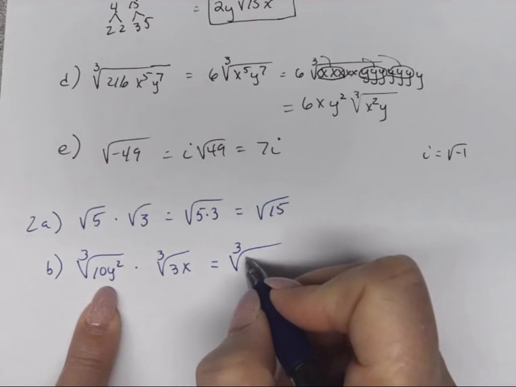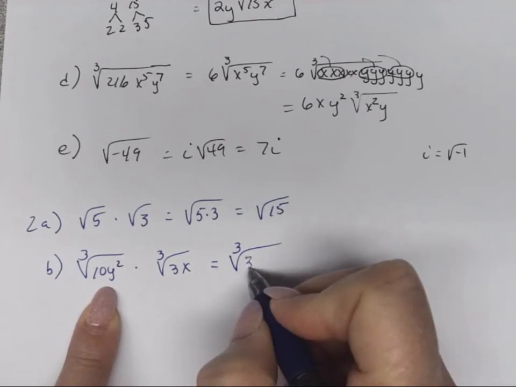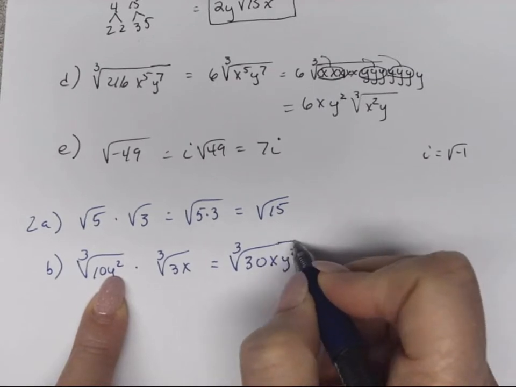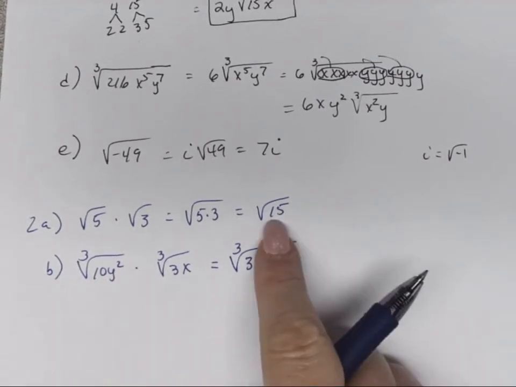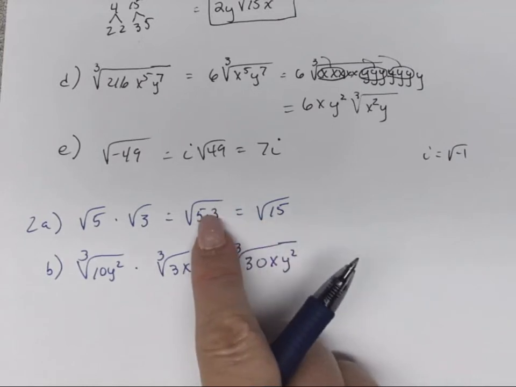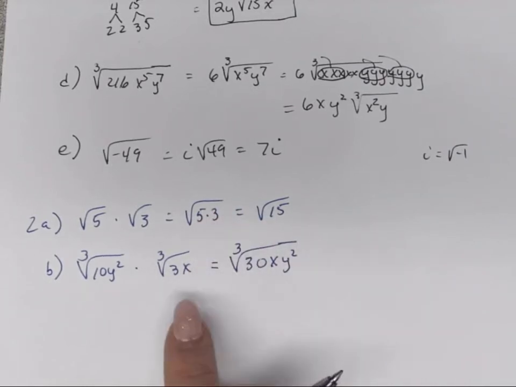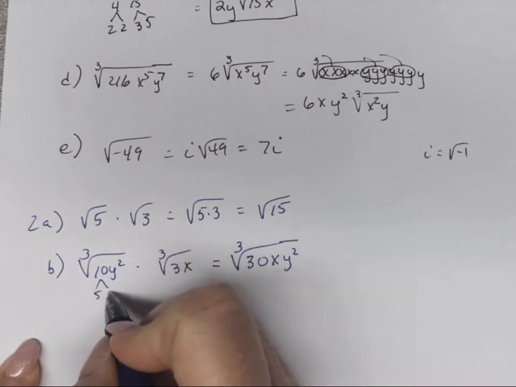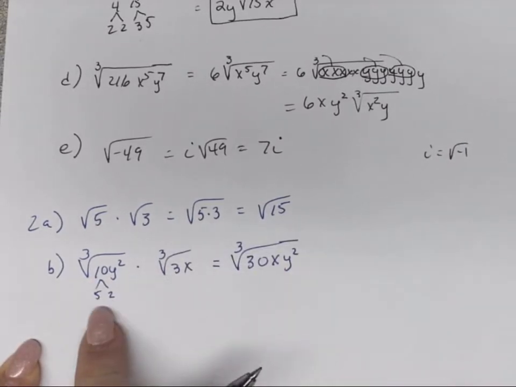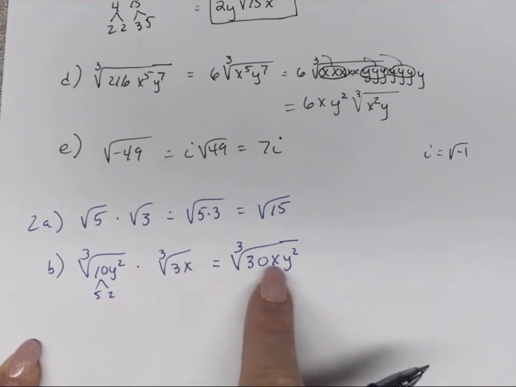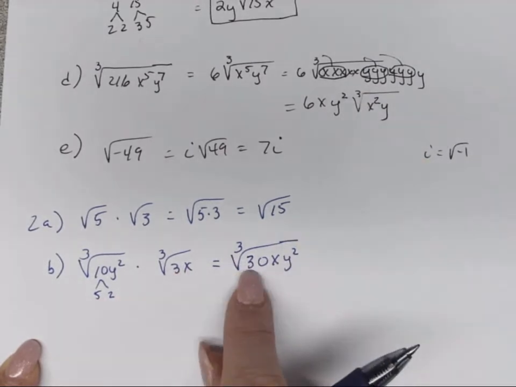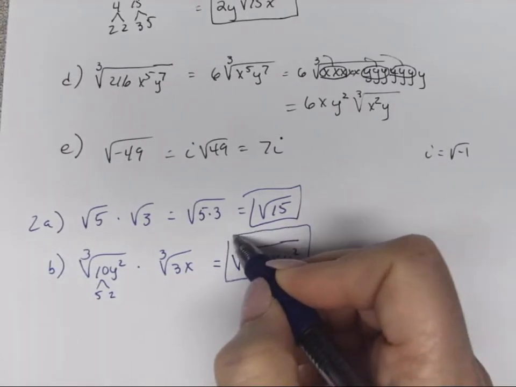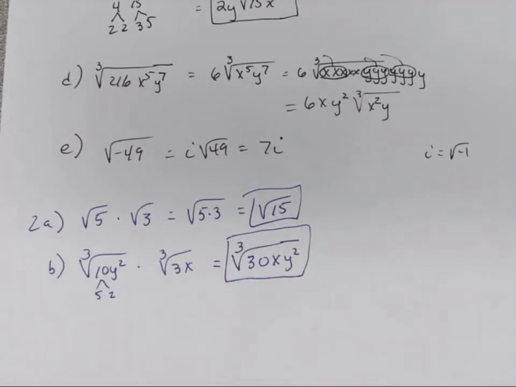We have 10 times 3 would get us 30. And then we have an x and a y squared. Now, this one stays put the way it is because we know the factors were just a 5 and a 3. A 10 would only break down to 5 times 2. There are no groups of 3 of a kind, which is what we had before. So this, again, would be your final answer because there's nothing else that can reduce. If it will reduce down, you must do that.